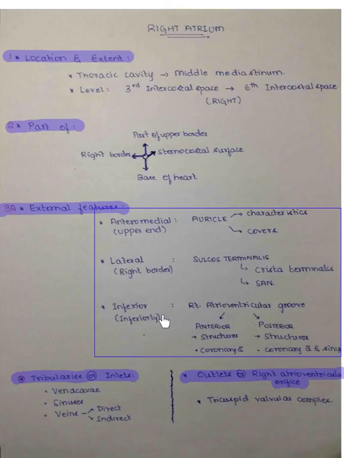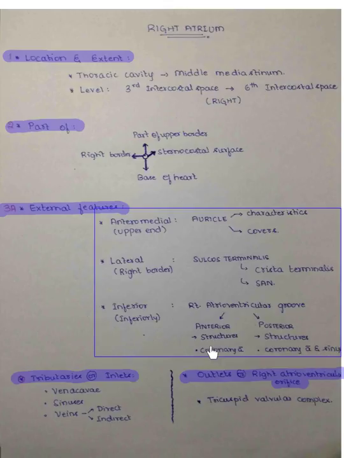Coming to the third point, that is the inferior part of the right atrium, there is a right atrioventricular groove or sulcus. It can be divided into anterior right and posterior right. The structures present in the anterior right are the coronary artery as well as the small cardiac vein. Then in the posterior part, there is the right coronary artery and the cardiac sinus.